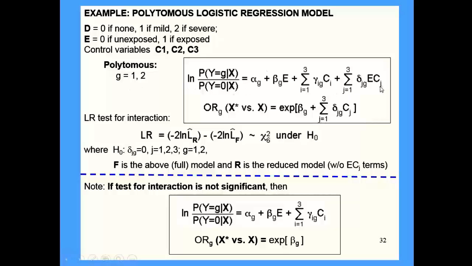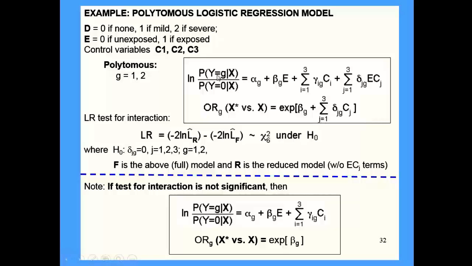Can you tell that this is polytomous? How do you know that this is polytomous? Well, one way to know is you see you've got a g on every coefficient in the model. And the model is the log of P of Y equal to g compared to P of Y equals 0. So you're comparing one category to a reference group. In this case, g is 1, 2, so it's 2 versus 0 and 1 versus 0. So that's a polytomous logistic regression model.